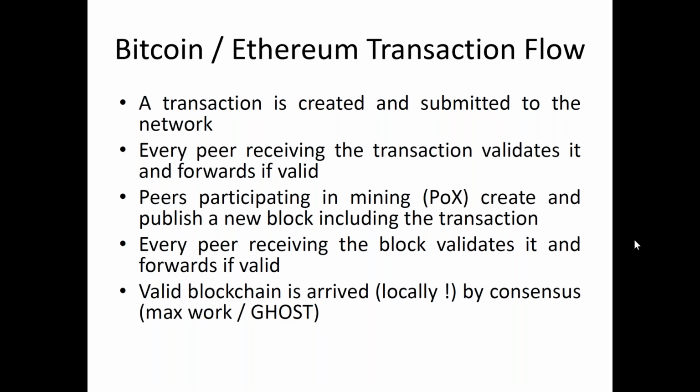Right. So I was saying that peers participating in the mining process create and publish a new block that includes the transaction. And by the way, I'm not saying that this will happen immediately, but this will happen eventually. And then every peer that receives a new block validates it and forwards it to other peers if it is found to be valid. A valid blockchain is arrived at by consensus.